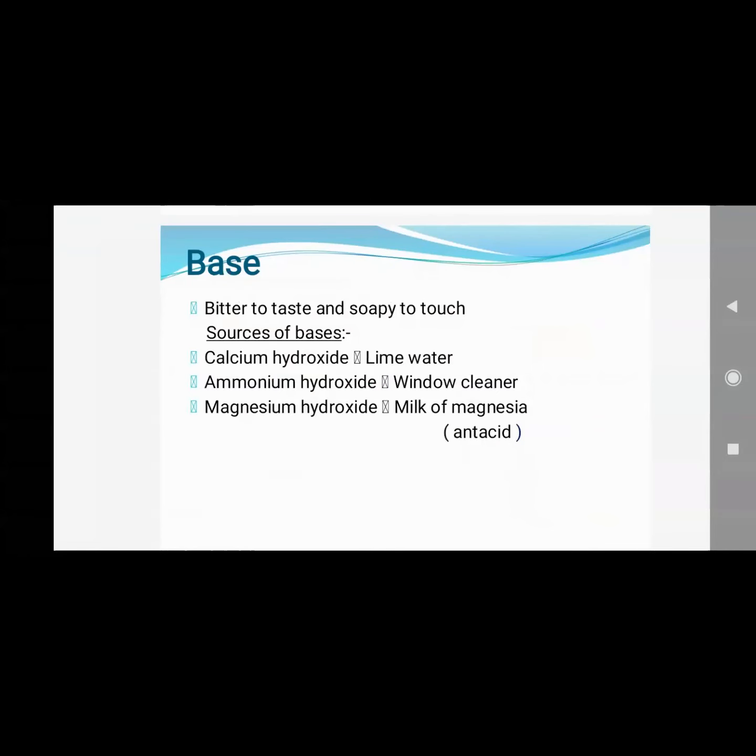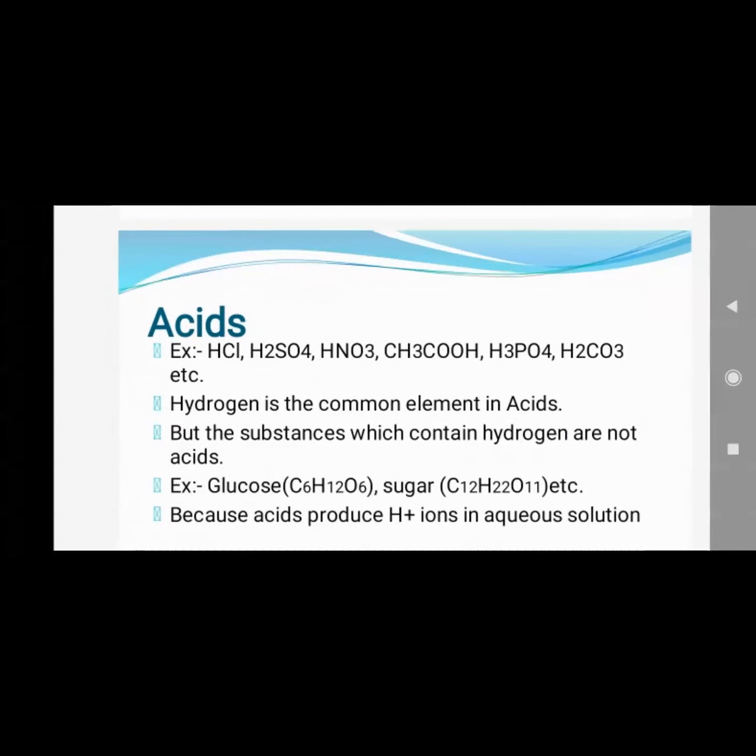about base and sources of base. About this also we studied in the previous class. Here some names of acids with the formula are there. Fourth point, glucose, sugar are not acid. It is related to third point. Glucose formula, sugar formula are very important.